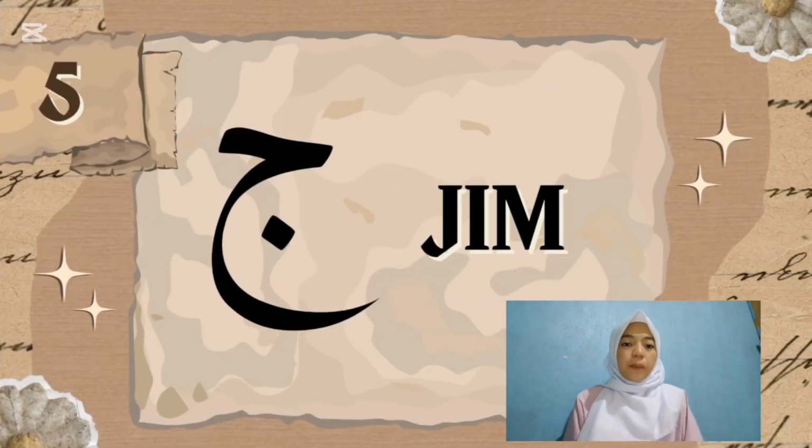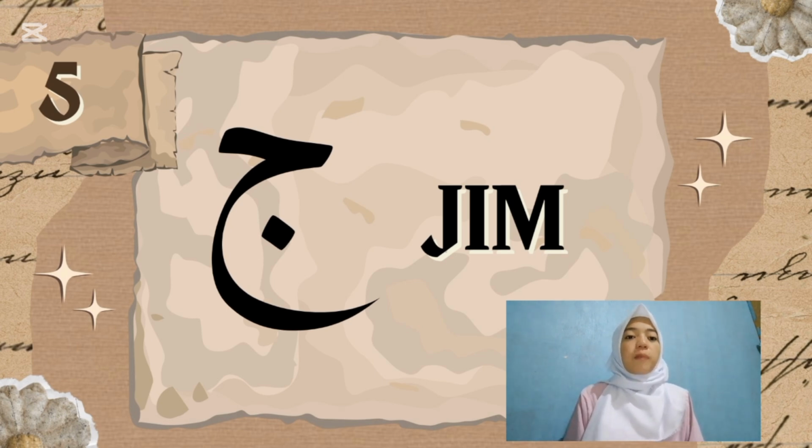Next is jim. Jim is produced when the middle of the tongue is raised, making contact with the hard palate. Remember, two organs, the tongue and the hard palate, must be touching. Otherwise, the sound will be incorrect.